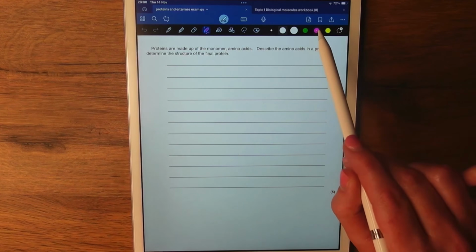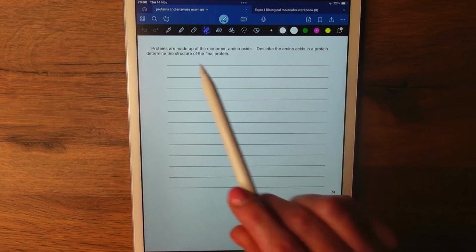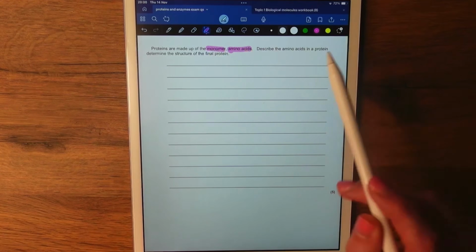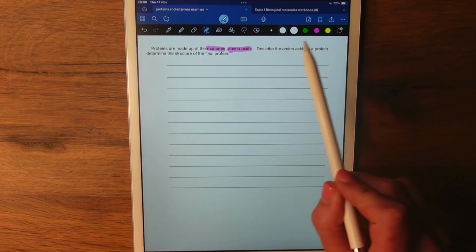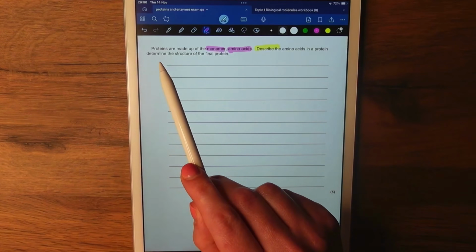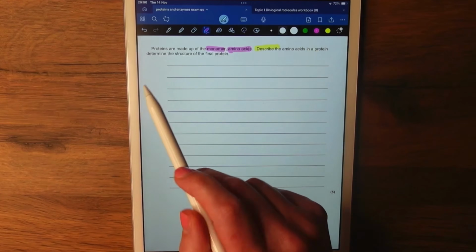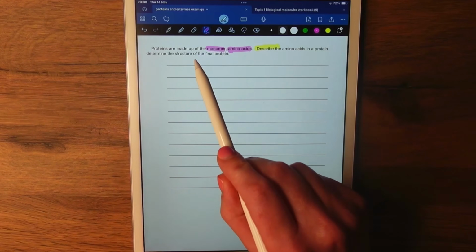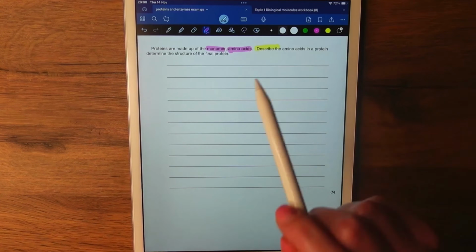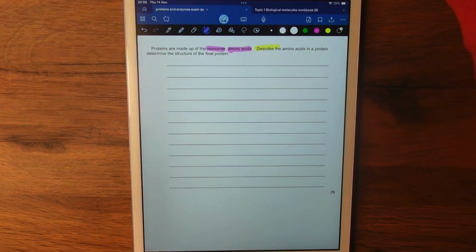Let's get the highlighter. So proteins are made up of the monomer amino acids, and the command word is describe how the amino acids in a protein determine the structure of the final protein. So how do amino acids determine the final structure of a protein is basically our question.